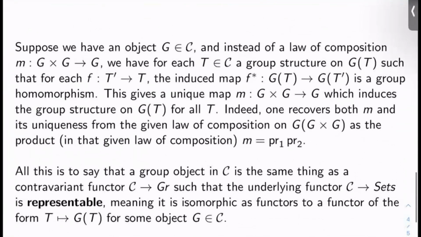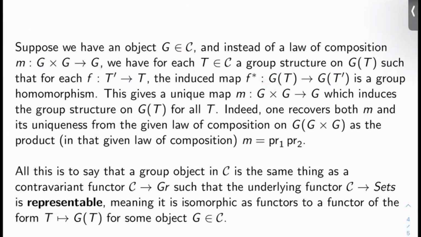Let's see. So I really like this next slide. I think it's very helpful to think about. So suppose we have an object G in C, and instead of a law of composition M from G cross G to G, we have for each T in C a group structure on G(T), such that for each map f from T prime to T, the induced map f star from G(T) to G(T prime), the pullback map, is a group homomorphism. So I know that for all of the morphisms in C from T prime to T, the maps G(T) to G(T prime) are group homomorphisms. I find that very easy to think about compared to abstract composition laws on generic group objects, because I think of these as the T-valued points in G.